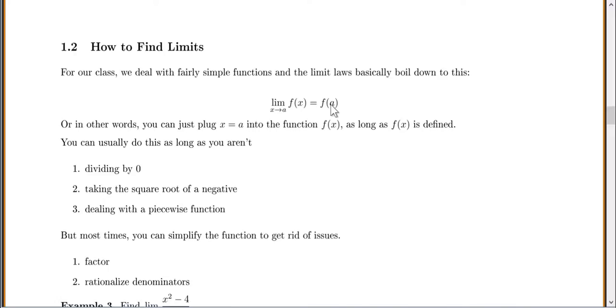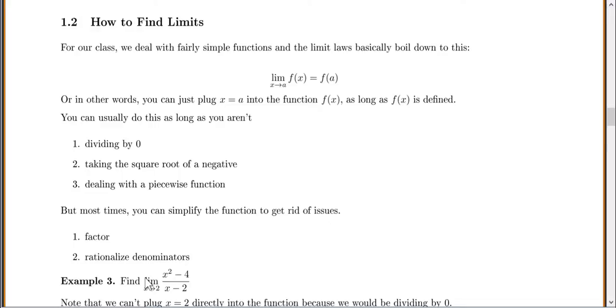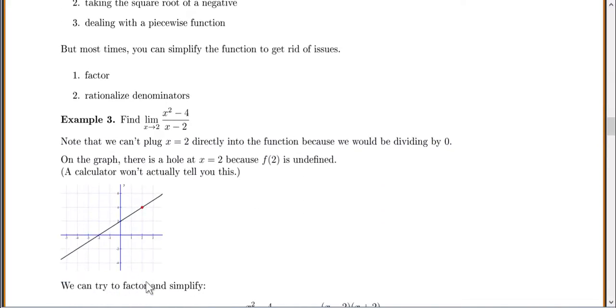So this means you can just plug in a as long as you aren't going to be dividing by 0, taking the square root of a negative, or dealing with a piecewise function. As long as you're not going to get a mathematical error, just plug the value in, and that's how you find the limit. Usually in this class, we'll have issues because we're dividing by 0. So there's two tricks you can use to get rid of this: you can factor, or you can rationalize denominators. Let's see examples of that.